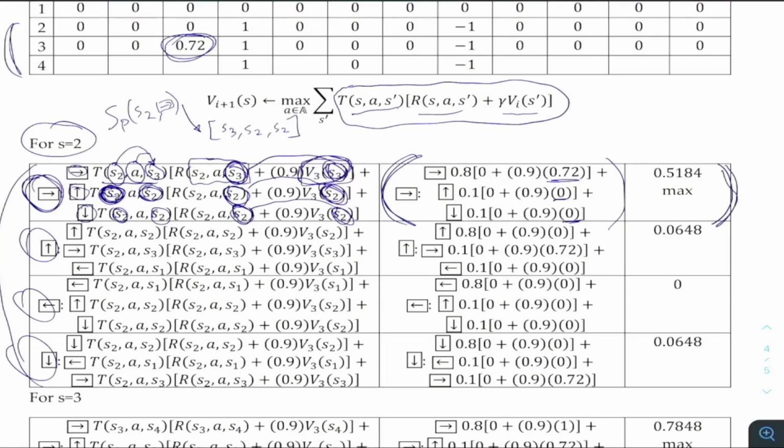And after that, for the action up, here we computed. Action left, here we computed, right? Here action down, here again we computed. And what is the maximum of those 4 numbers? And is this number, right?